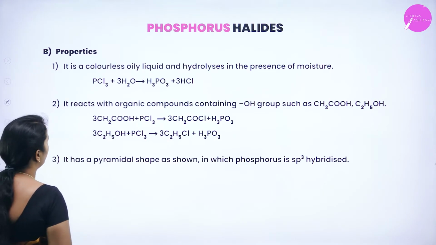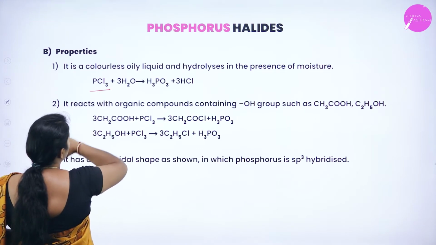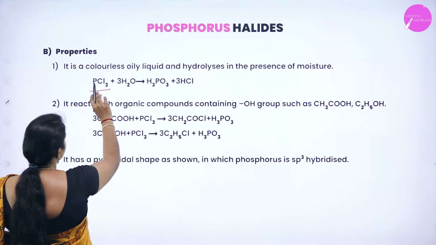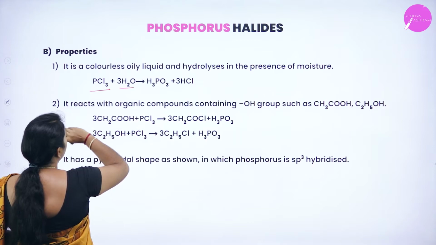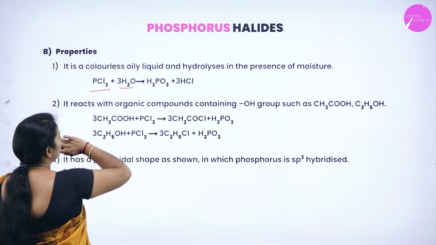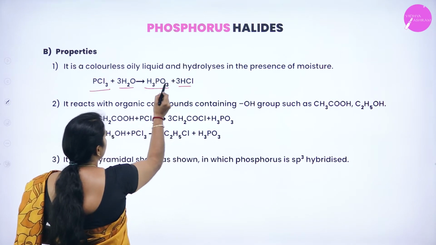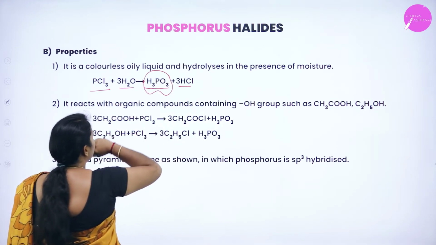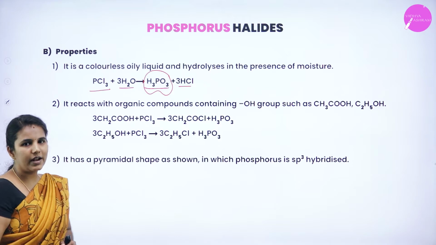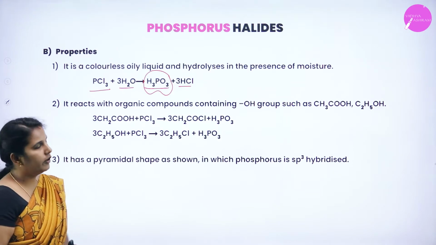and it is hydrolyzed in presence of moisture. I'll go with the PCl3 first. That is nothing but a phosphorus trihalide which undergoes hydrolysis with water. It forms what? H3PO3 and HCl. More about this H3PO3 you are going to understand in the oxoacids of phosphorus.